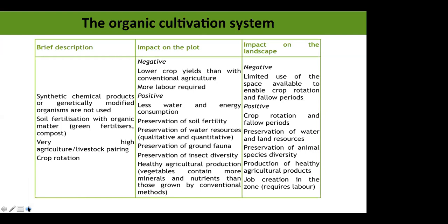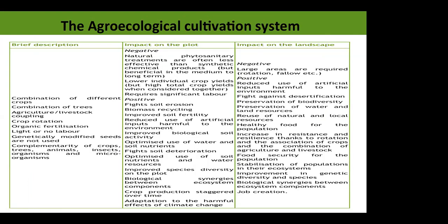Okay. So we'll go on and look at the agroecological cultivation system. What does the system entail? There's combination of different crops in this type of system. There's combination of these different crops with trees and also with livestock. There's crop rotation. We do organic fertilization. There's light labor in agroecological cultivation system.